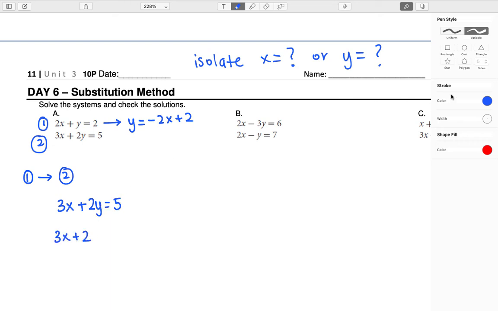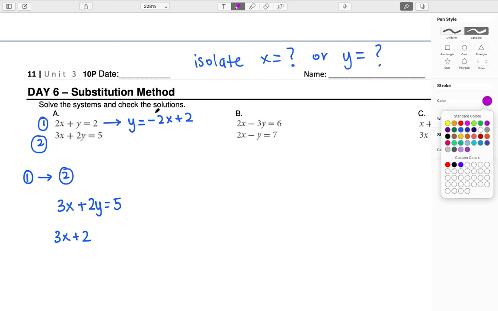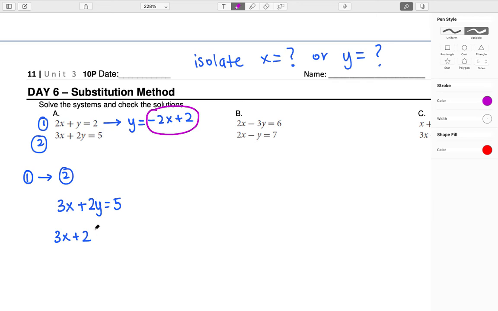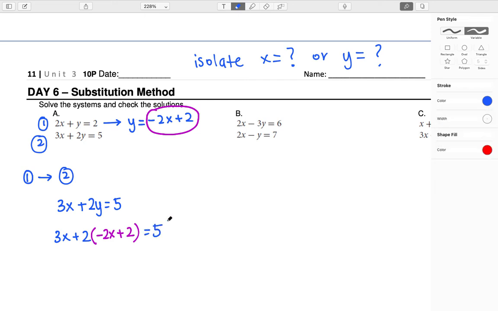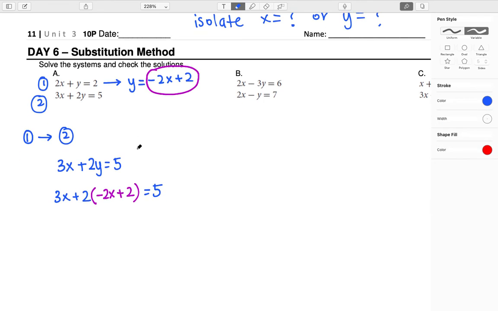But instead of writing y, you can see that y is equal to negative 2x plus 2. So that's what I'm going to substitute. Y is equal to negative 2x plus 2, and then equals 5. And after that, we are going to do the distributive property. So distribute, distribute. So 3x minus 4x plus 4 equals 5.